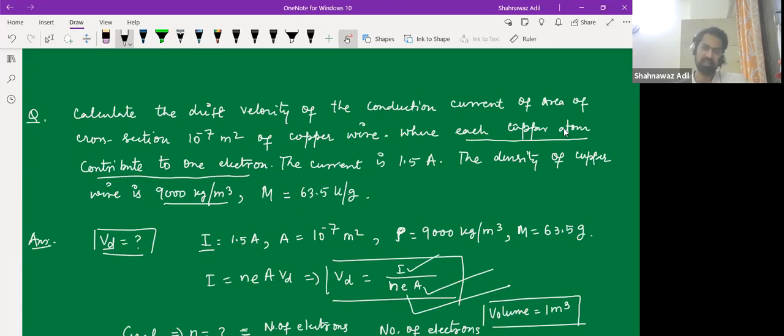Is this part clear? So if I calculate the number of copper atoms in the wire, that would be easy to calculate, right? That would be equal to the number of conducting electrons, the number of free electrons. Is this part clear?